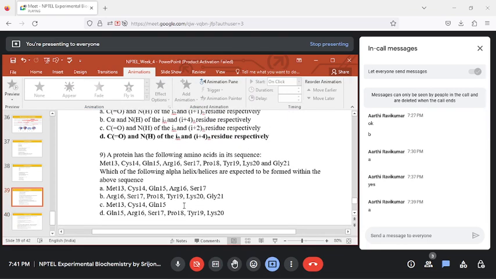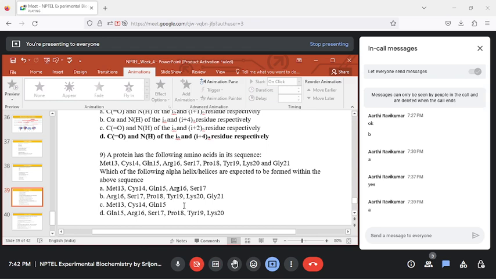Now, the next question: a protein has the following amino acids in its sequence: methionine, cysteine, glutamine, arginine, serine, proline, tyrosine, lysine, and glycine. Which of the following alpha helix or helices are expected to be formed within the above sequence? For those who have come late or haven't heard my lecture, I'm just repeating the characteristics so that it is easier for you to answer the question.